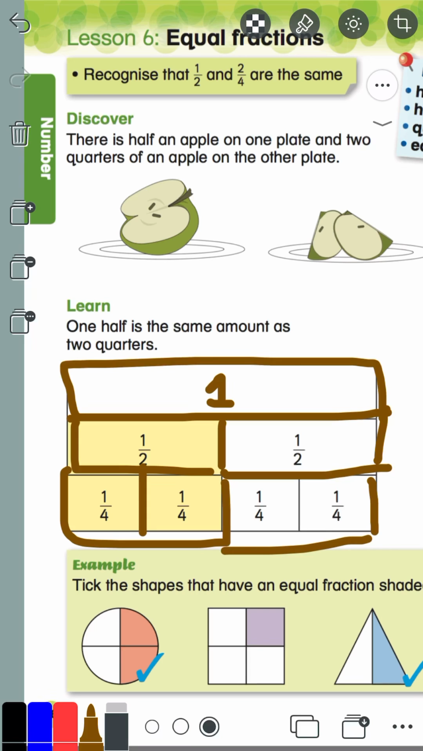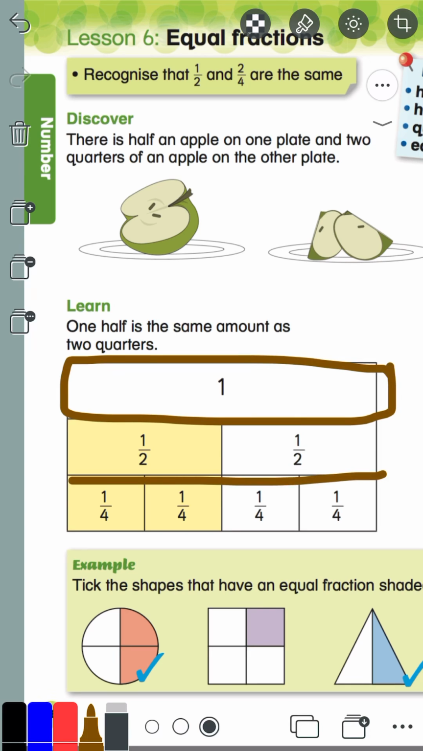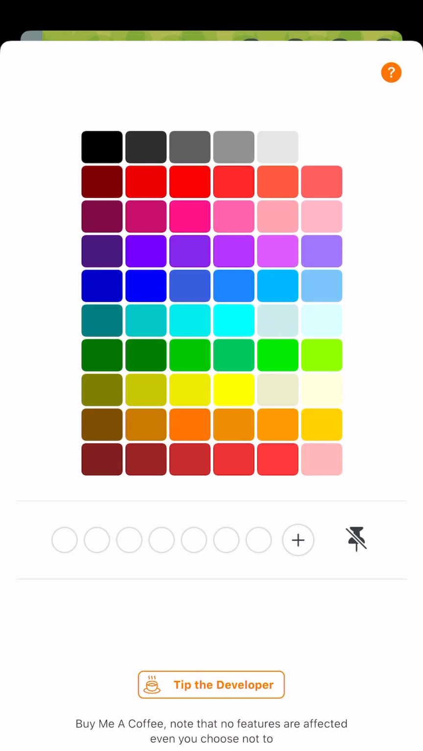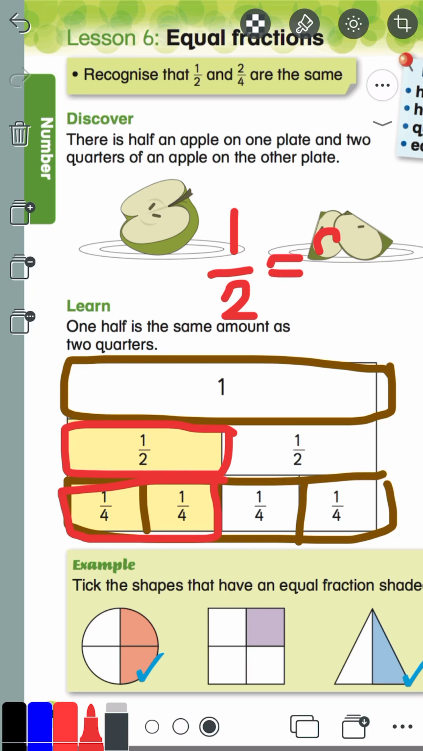Why? Why not 1/2 again? Because this whole is now cut into 4 equal parts, and each part is called a quarter. So if you see here, this half is the same as these 2 quarters. Again, we write it as 1/2 equals 2 quarters.